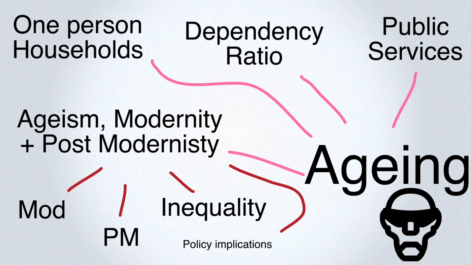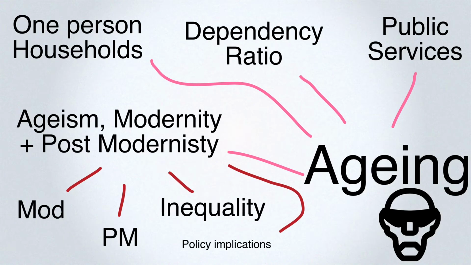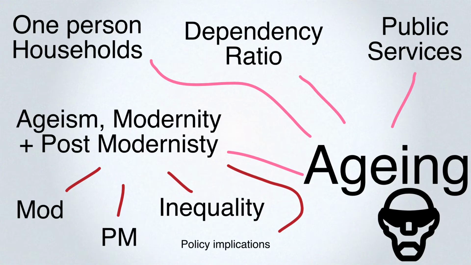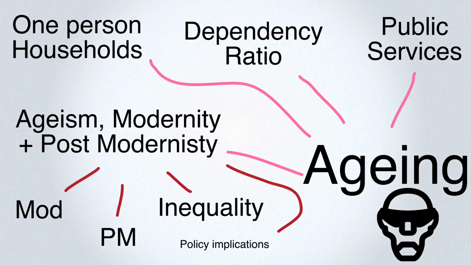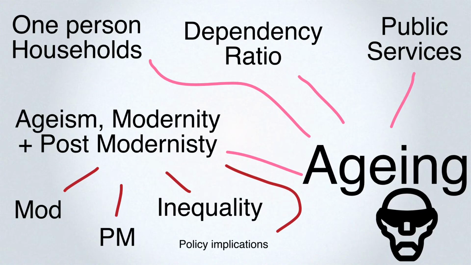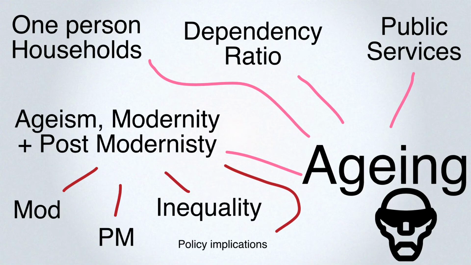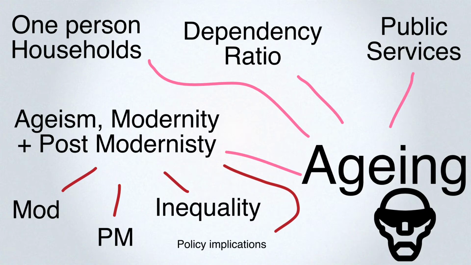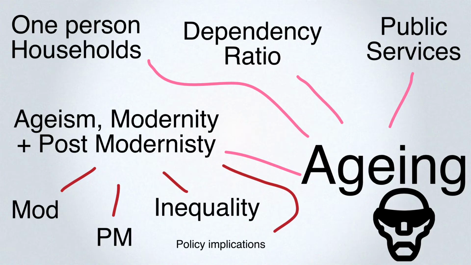The NHS has been underfunded for the last 30 or 40 years, so it's not been given the right amount of money to be able to do the things that it should be able to do. So therefore a massive strain is being put on those public services. But because we're sociologists, we need to understand about ageism, and we need to understand about old age in a modern context and old age in a post-modern context. So modernism, postmodernism, and inequality.